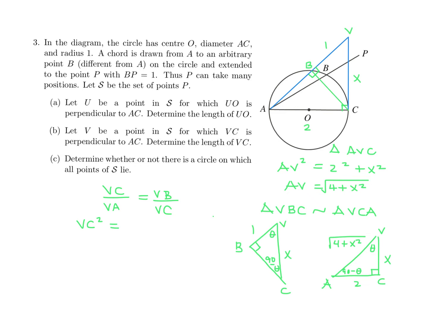VB is equal to 1, and VA is equal to the square root of 4 plus x squared, like that. And VC, actually I call that x. Okay, there we go. Now what I'll do is square both sides, and I get x to the power of 4 is equal to 4 plus x squared. Put everything on one side, and we get this equation: x to the power of 4 minus x squared minus 4 is equal to 0.